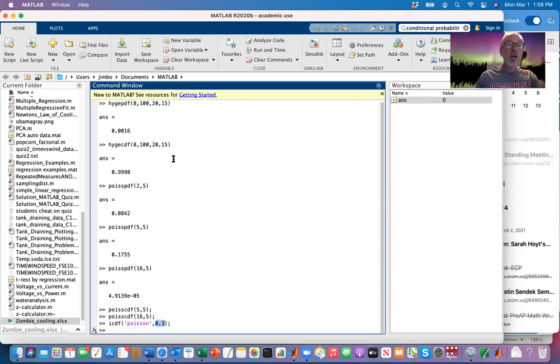So we've gone through all of them. We've gone through the normal distribution, the t-distribution, the binomial, hypergeometric, and Poisson. And so you can use the PDF function, the CDF function, and the ICDF function to help you calculate probabilities, both individual probabilities and probabilities across a region. Okay, that's it. I hope this helps.